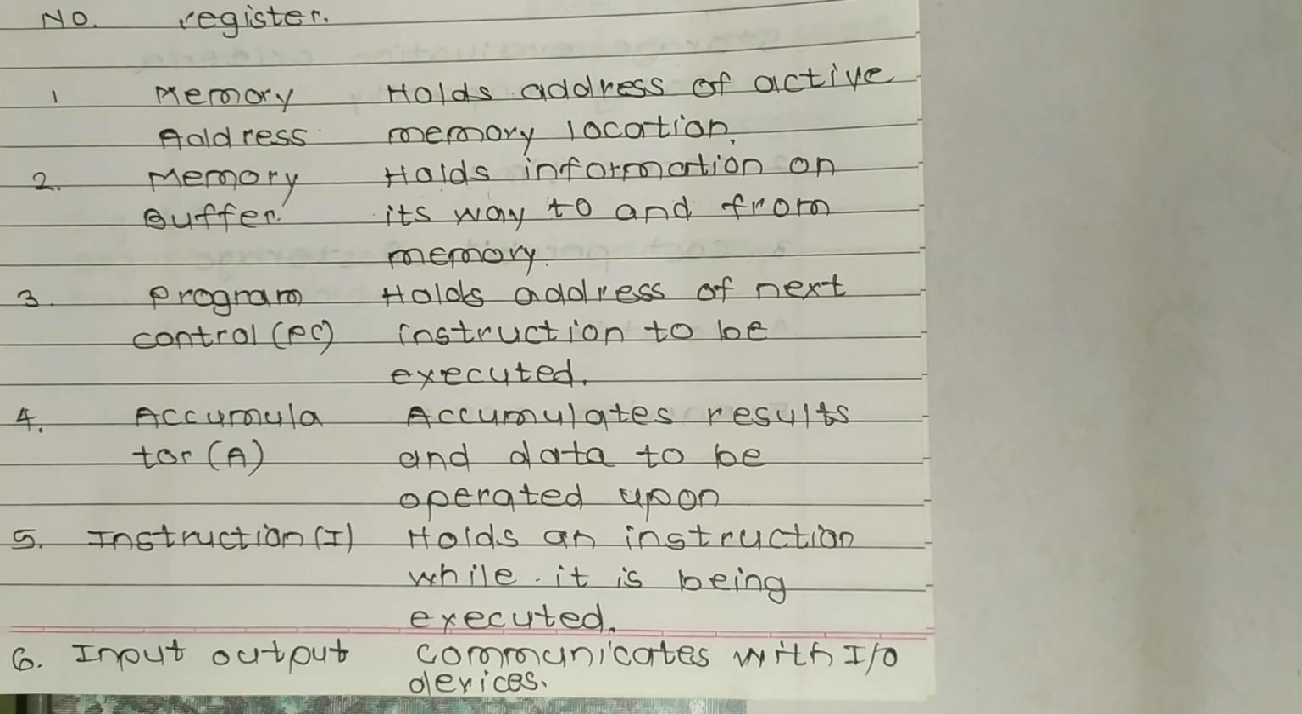Sixth, input output register, IO. The system uses it to communicate with input output devices. An input device transfers all input information such as instructions and data to this register. So it is used for communication with IO devices.